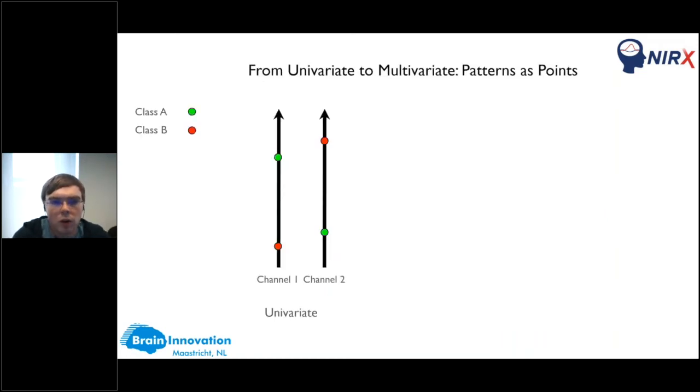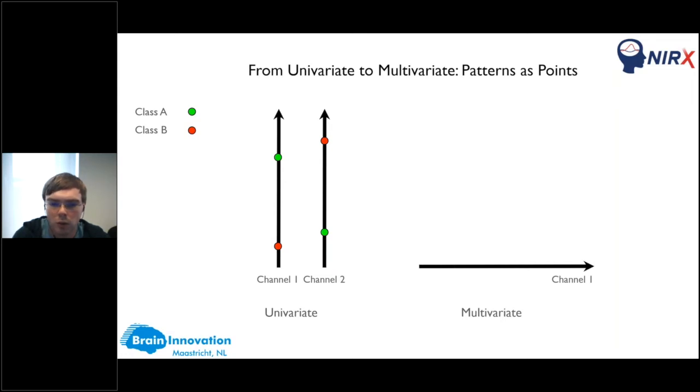Now, if we look into the univariate way, we basically have two classes here as an example. So class A is marked in green and class B is marked in red. Now looking at one channel, we can see that the first class seems to have a quite high response for class A and quite low for class B. And if you look at channel 2, it seems to be the other way around. So these patterns we can easily distinguish also in the univariate way, but there is a way that we can make this more clear. And this is by using multivariate analysis.